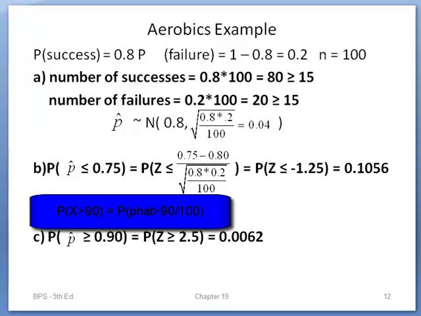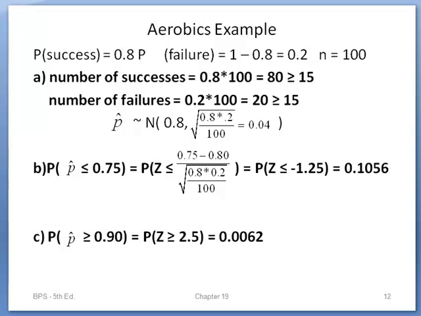Now the last one, remember, was the probability that x, being the number of aerobic students being female, is greater than 90. Well, we have to change that to a proportion. So my x is 90 divided by n, or the 0.9 that you see here. So now that I have it in a proportion, p-hat greater than or equal to 0.9, I can standardize that. Make sure you too can get 2.5 when you standardize it. And then I go to my Table A and I find my probability that z is greater than 2.5 is 0.0062.